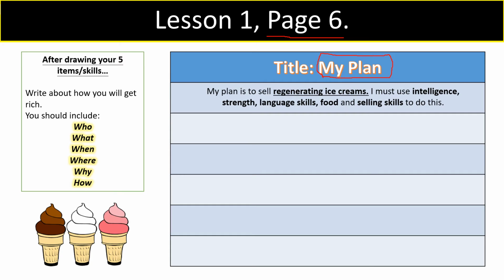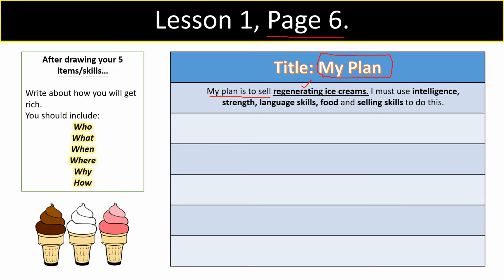So what I've written here, and you guys are welcome to copy me, my plan is to sell. Now this one is my idea, so of course you need to write your own idea. My idea says regenerating ice creams. You might say, well, what does regenerating mean? Regenerating means to come back again and again. So it's a very special kind of ice cream. Once you've finished eating it, it will come back again and again.